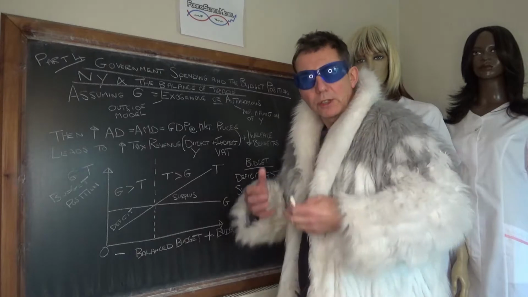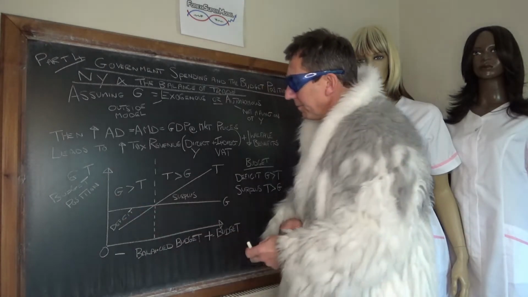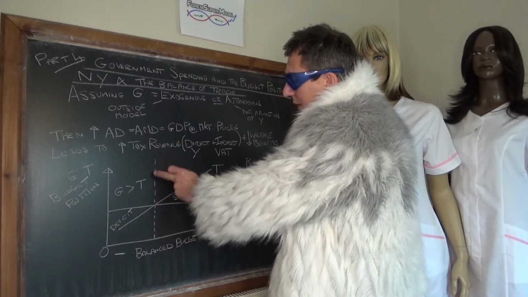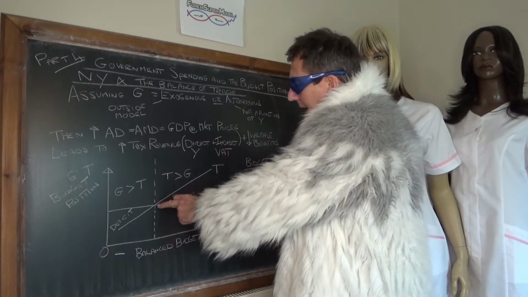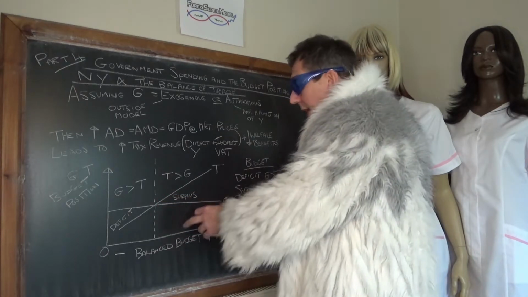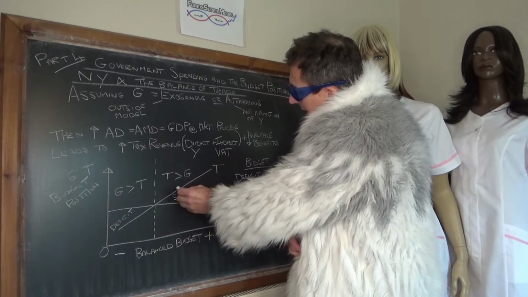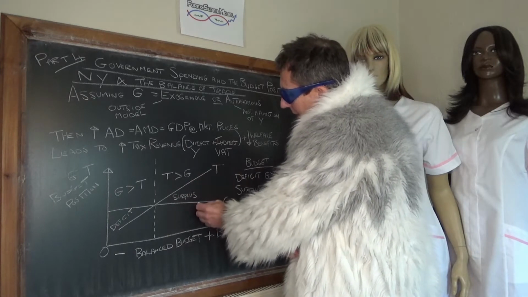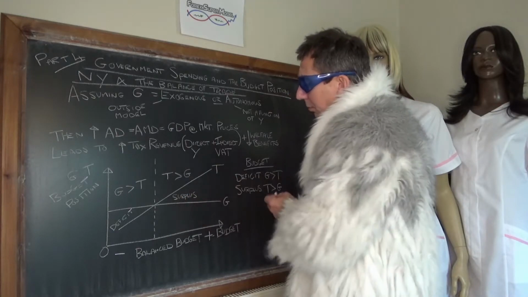So the government's having to spend more than it's dragging in through taxes. It's got a budget deficit, and then we get equality where government spending equals taxation, and then as national income rises beyond that, we get a budget surplus, because you can see that the amount coming in through taxes is above the general government spending level. Therefore, we've got an increasing surplus.